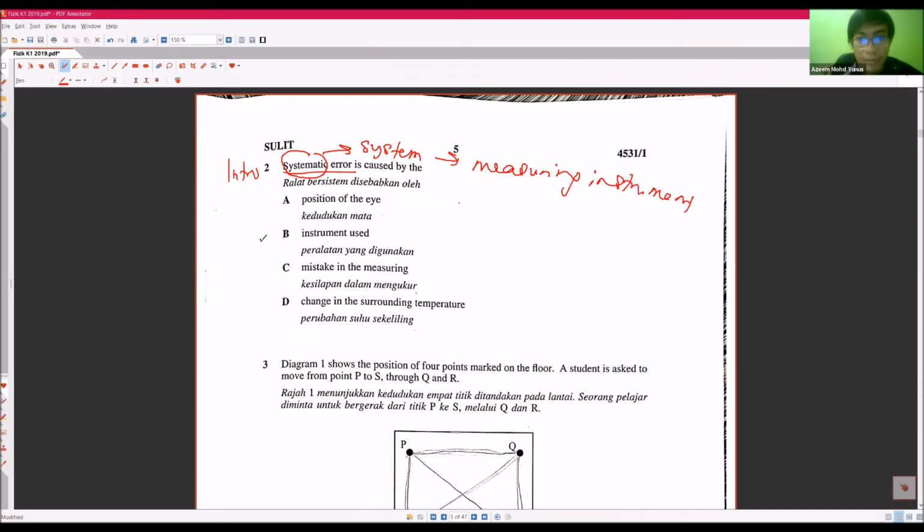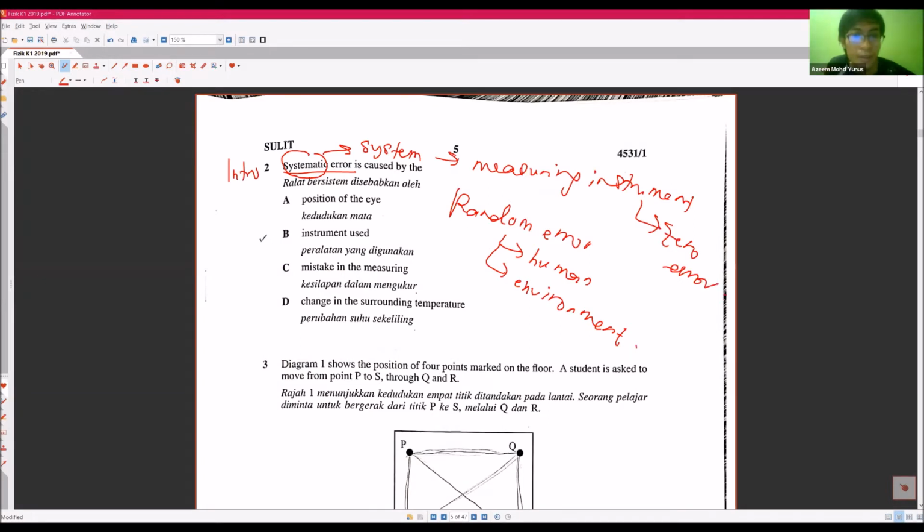Number 2, still in the intro of Form 4. Systematic error is caused by... If we have systematic error, it's due to the system, basically the measuring instrument. If we have random error, then it's due to humans or the environment. So we know that systematic error is due to the measuring instrument itself, so probably zero error, and then malfunction of the instrument itself. So position of the eye is actually random error. Instrument used, yes, caused by the instrument. Mistake in measuring is human error, due to random error. Change in the surrounding temperature is also random error. So the answer is D.